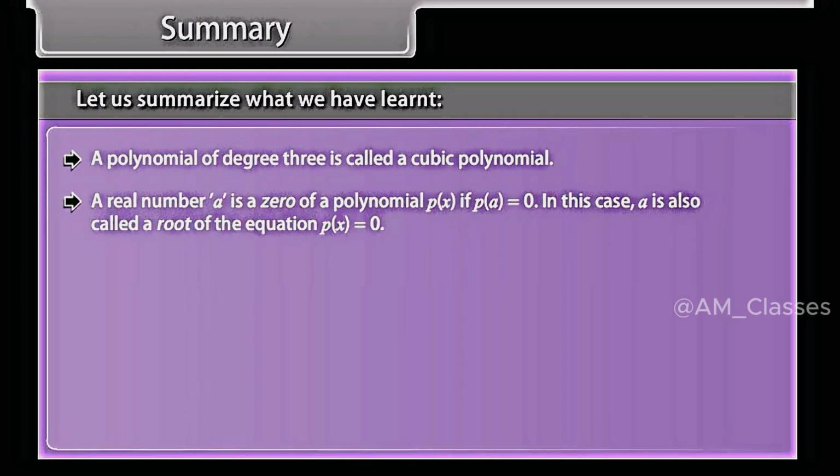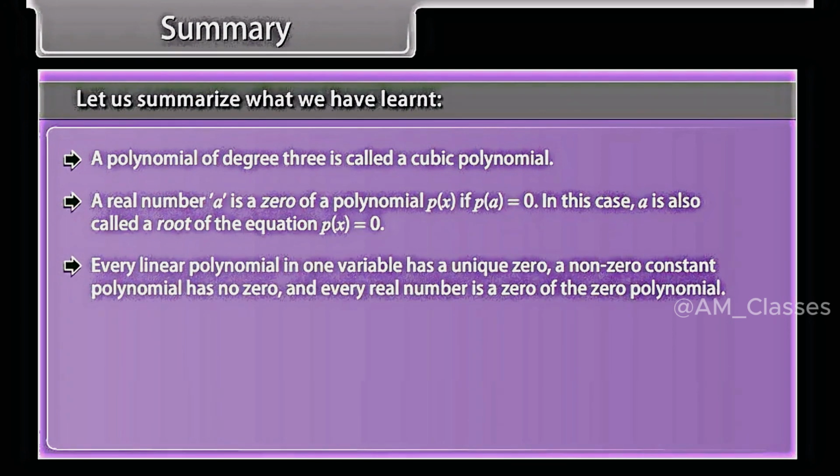A real number a is a zero of a polynomial p(x) if p(a) = 0. In this case, a is also called a root of the equation p(x) = 0. Every linear polynomial in one variable has a unique zero. A non-zero constant polynomial has no zero. And every real number is a zero of the zero polynomial.